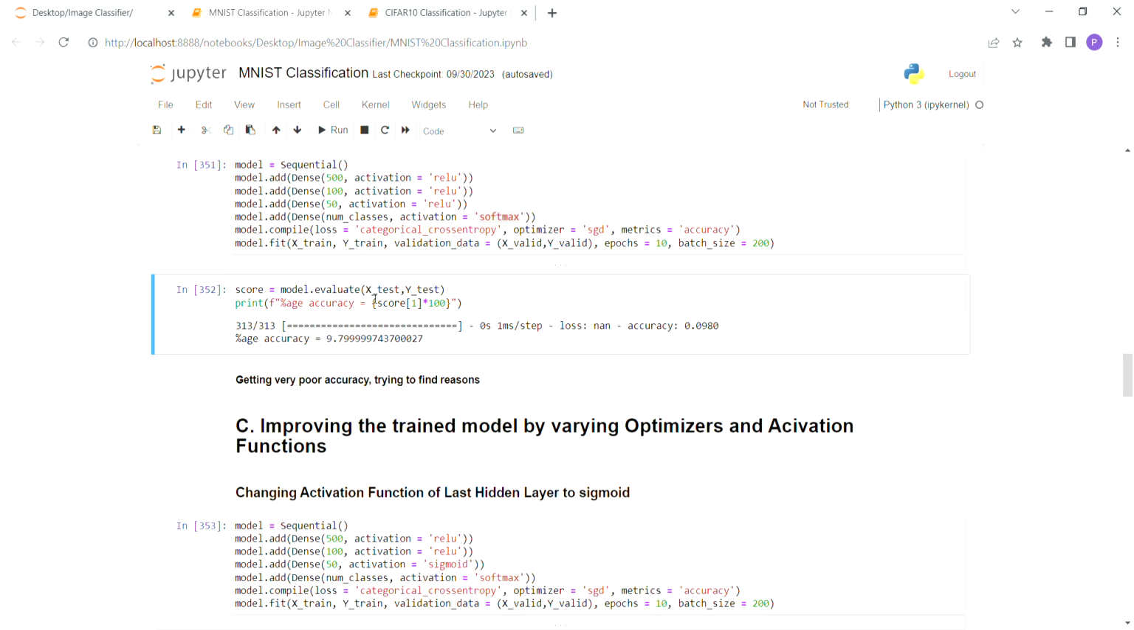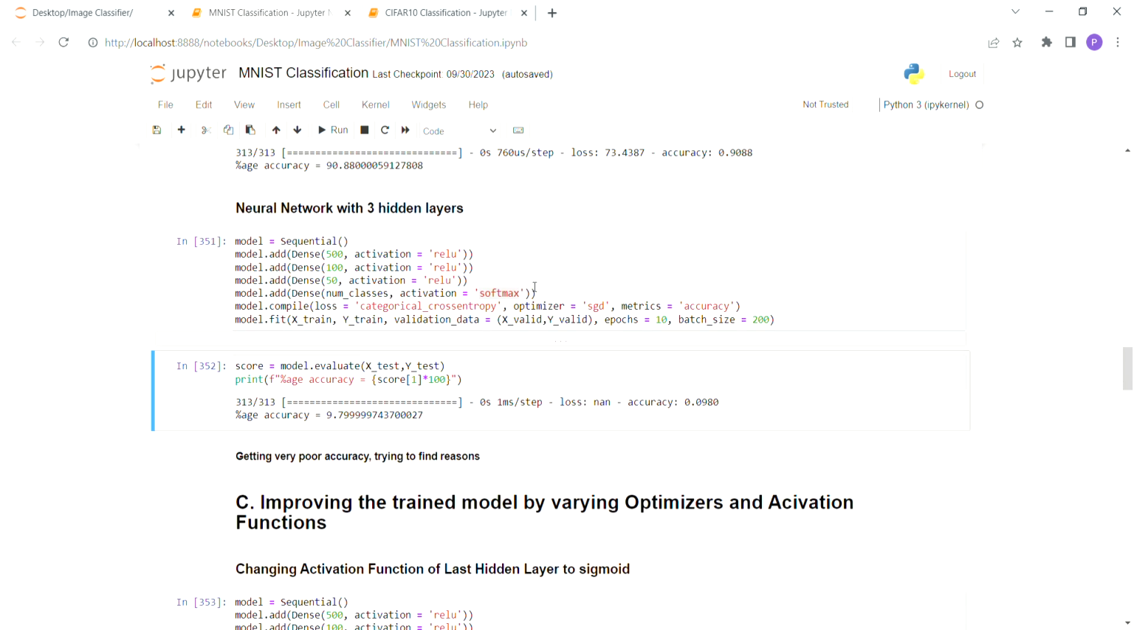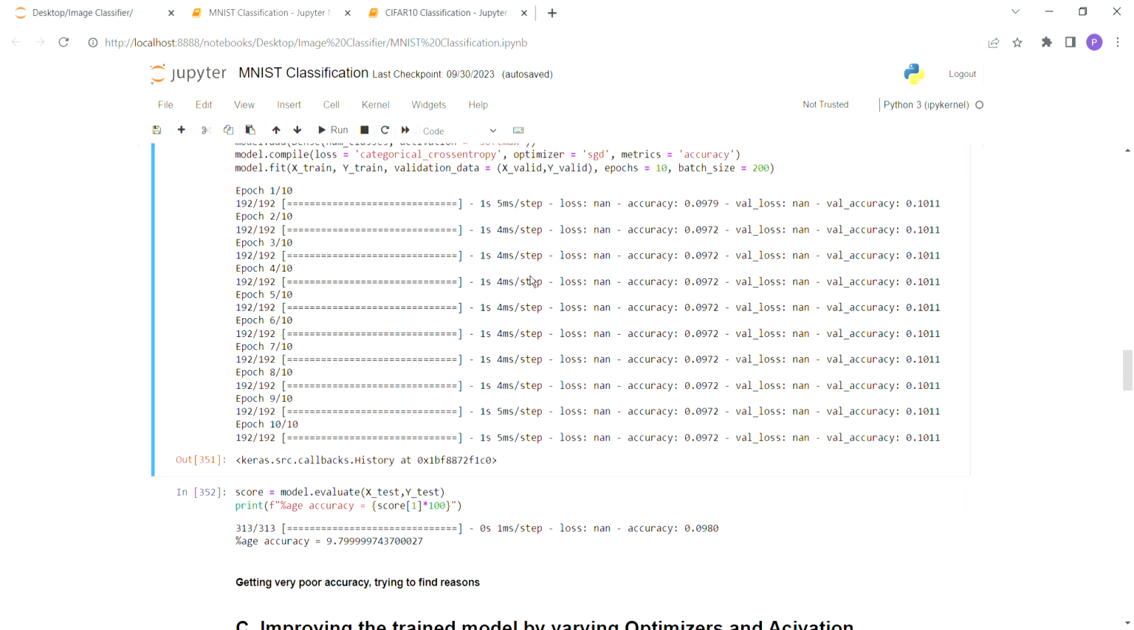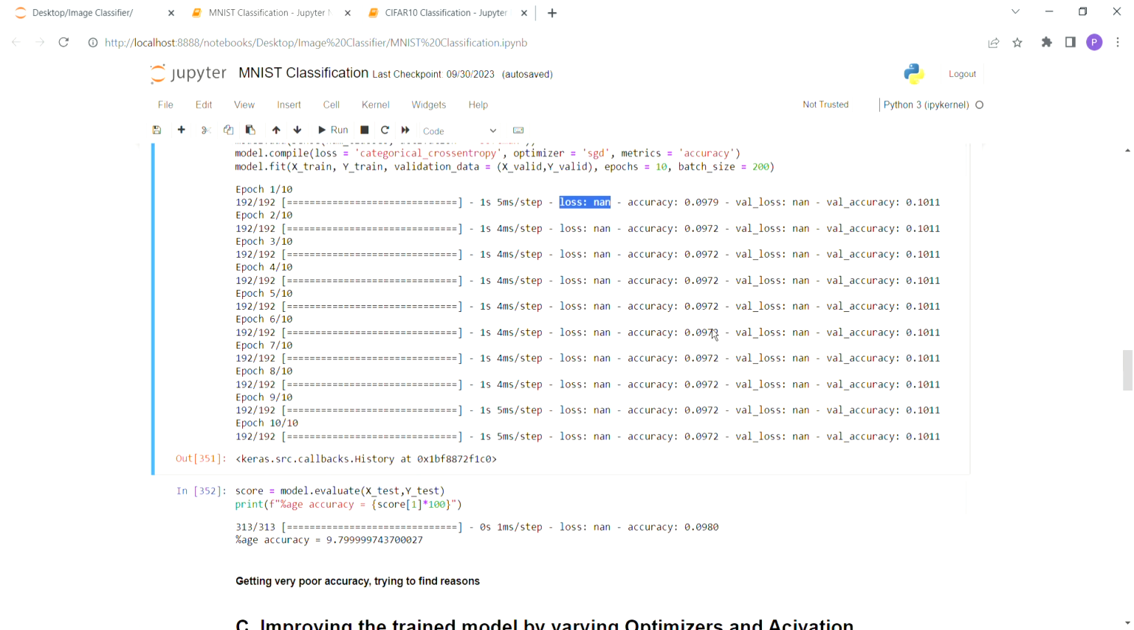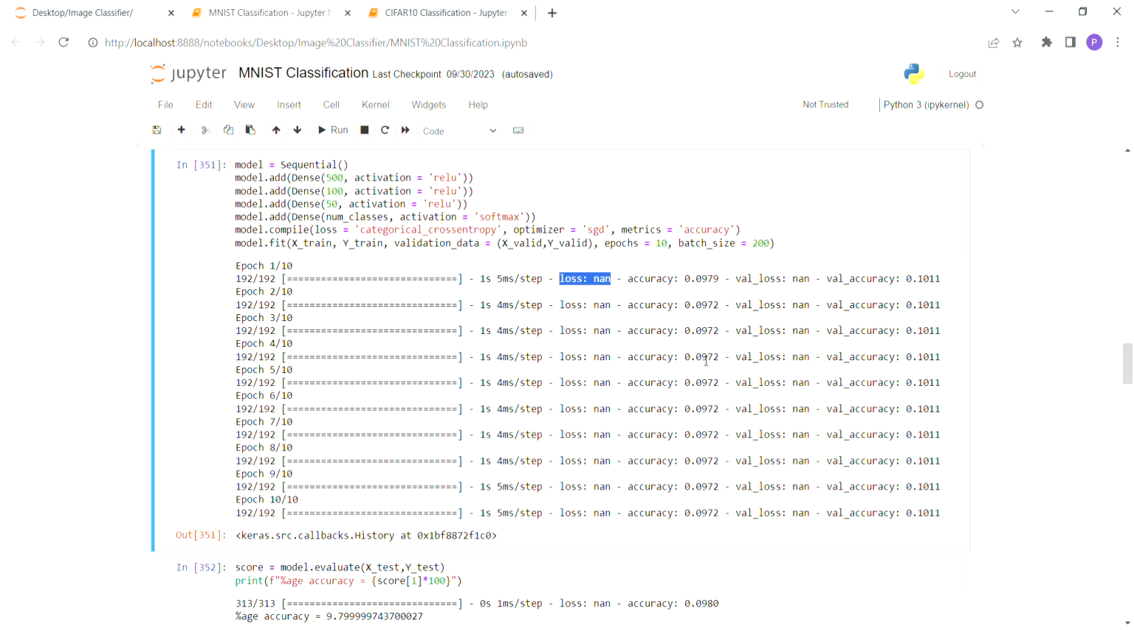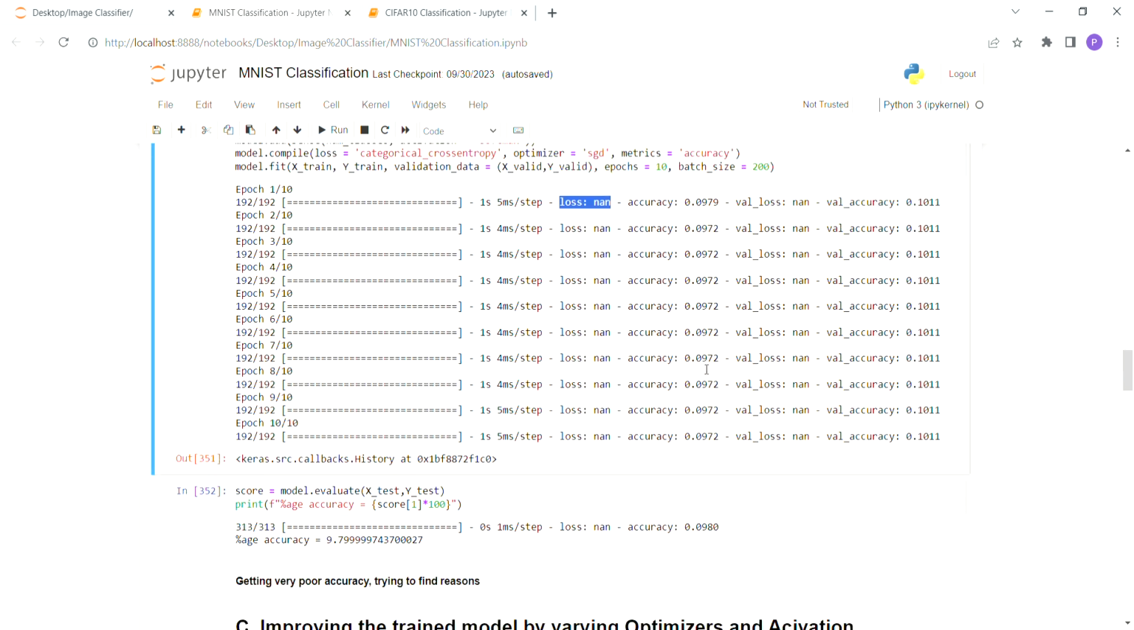So now we will try to figure out what could be the reason of the model unable to learn anything. One possible thing which we can notice is that while training, in every epoch, there is a loss of NaN, that is not a number. This could be a problem, and probably the main reason for this should be some exploding gradients or something like that.